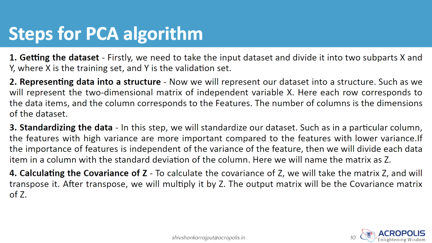Now calculating the covariance of Z. To calculate the covariance of Z, we will take the matrix Z and transpose it. After the transpose, we will multiply it by Z. The output matrix will be the covariance matrix of Z. Here we have to calculate the covariance matrix in the fourth point.